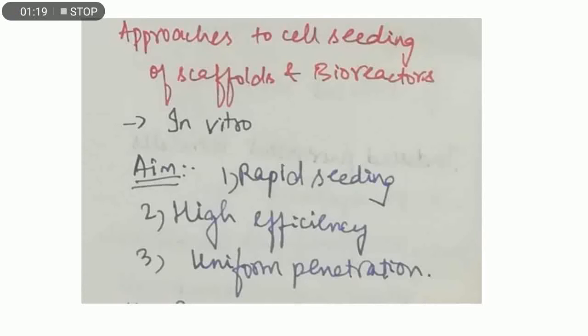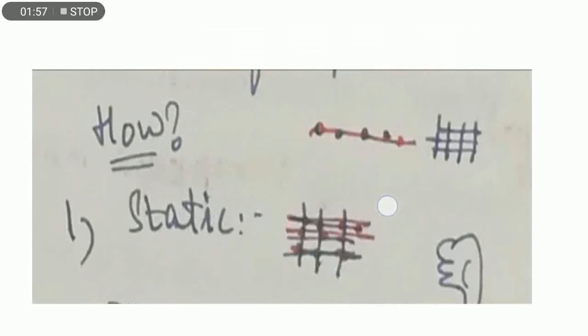Next is the approaches to cell seeding of the scaffolds and the bioreactors. This is again an in vitro technique, which means it is done inside a laboratory. The aim of this is to induce a rapid seeding. It has to be really fast, high efficiency, and there should be uniform penetration. Meaning, say we have 3 points in a scaffold: A, B, and C. If point A receives 100 cells, we will expect point B and point C to receive 100 cells as well. But if it is non-uniform, A will receive 100 cells, B will receive 1,000, C will receive 10 cells, which is undesirable.